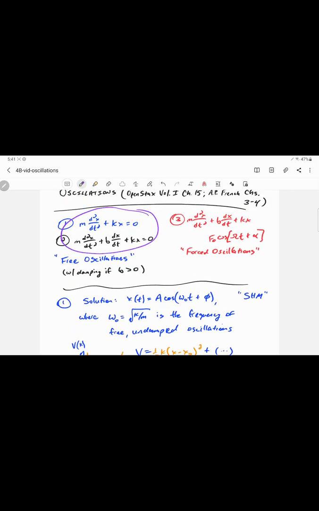These 2 equations over here are called free oscillations because there's nothing forcing them to move. You displace some oscillator from its equilibrium position and you let go, and either there's no mechanism for energy loss, or there is some damping. This is going to be a damping term in the second one. But both of these are free oscillations as opposed to forced oscillations on the right-hand side here.